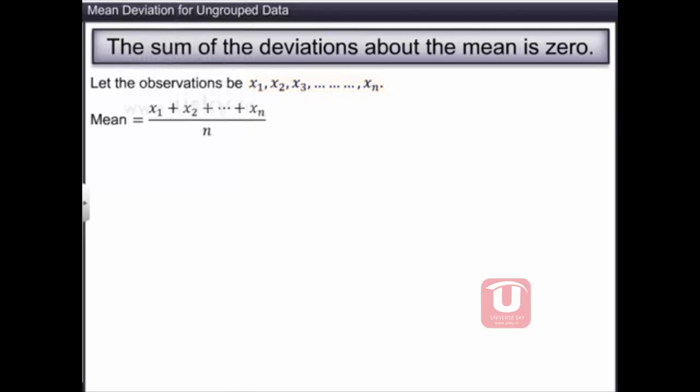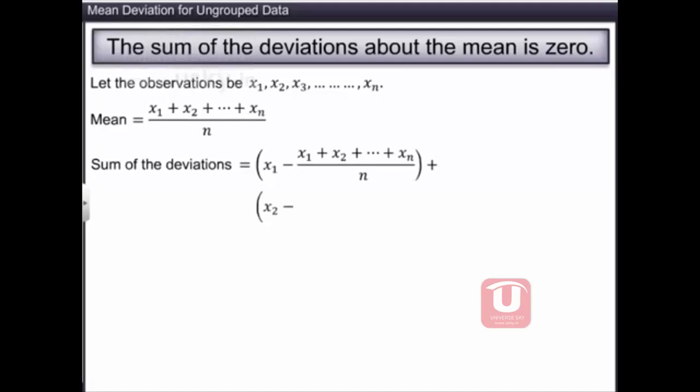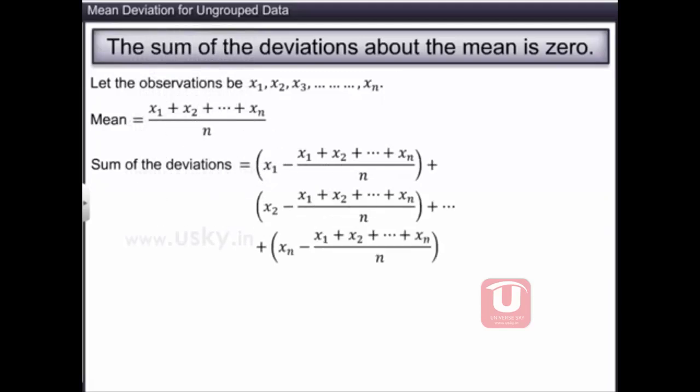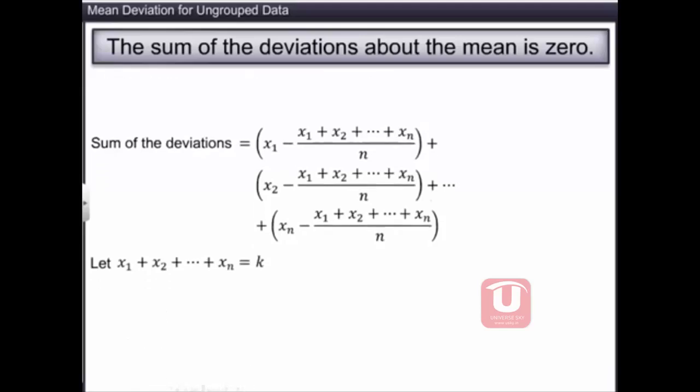Let the observations be x1, x2, x3, and so on up to xn. The mean of the observations is equal to the sum of the observations divided by the number of observations. Now, the sum of the deviations is equal to x1 minus the mean, plus x2 minus the mean, and so on, plus xn minus the mean. Let the sum of the observations be k. Therefore, the sum of the deviations is shown here.